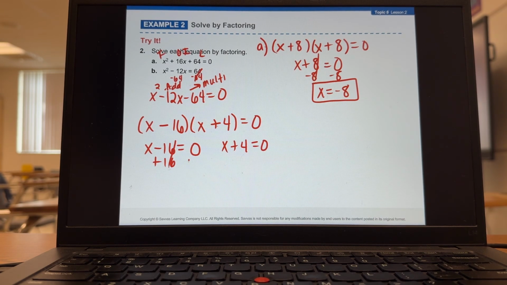Add 16 to both sides. X equals +16 as one answer. And x equals -4 as your second answer.